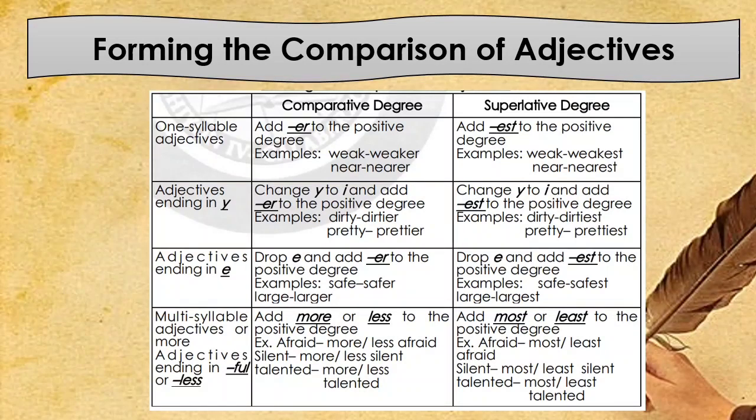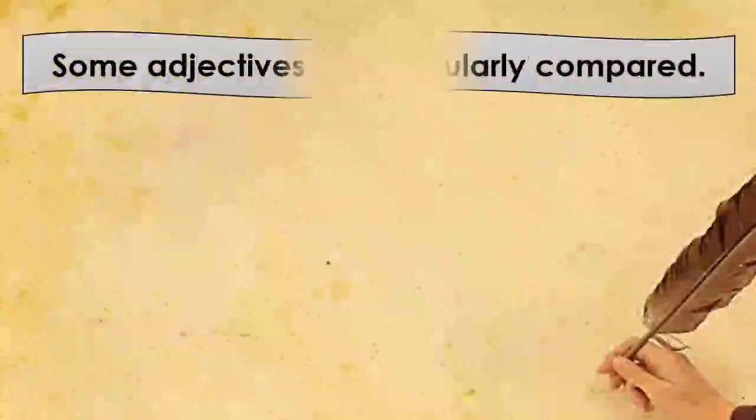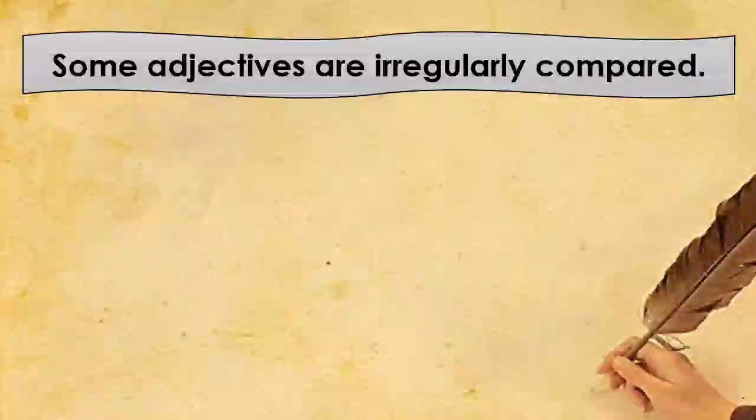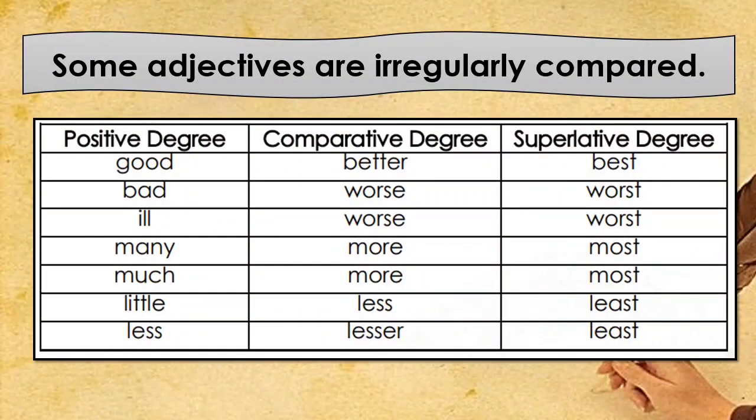Now for a superlative degree, add most or least to the positive degree. Now example, afraid, most or least afraid. Silent, most or least silent. Talented, most or least talented. Some adjectives are irregularly compared, and these are examples.